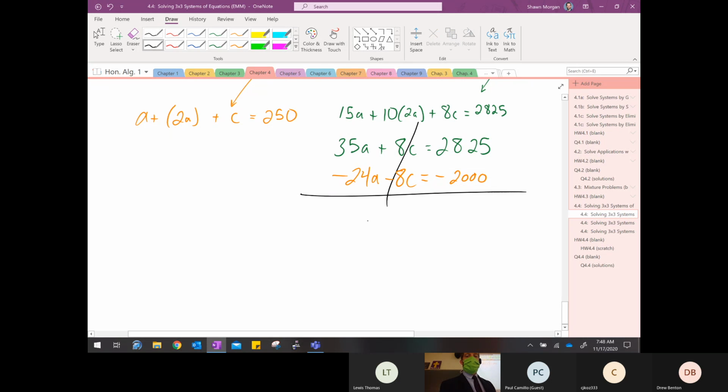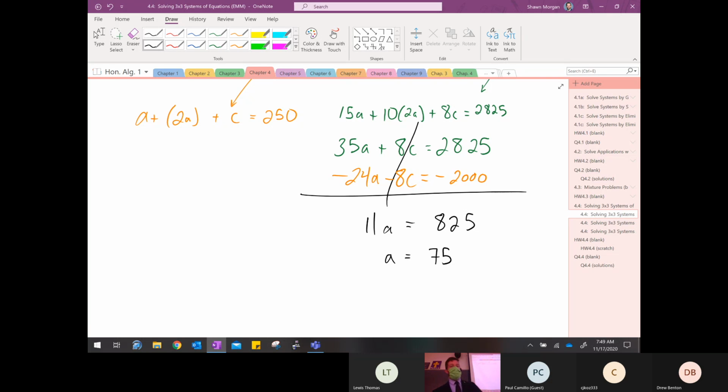Oh golly, what is that? 11A equals 825. Anybody done that division already? Alpha dogs. Nobody? Dagnabbit. I think it's 75, if I'm remembering correctly. Somebody check me on that. Joe, does that look good to you?